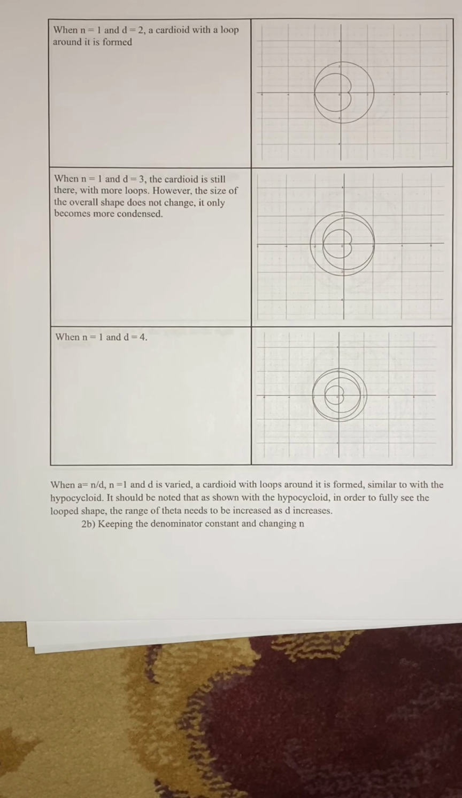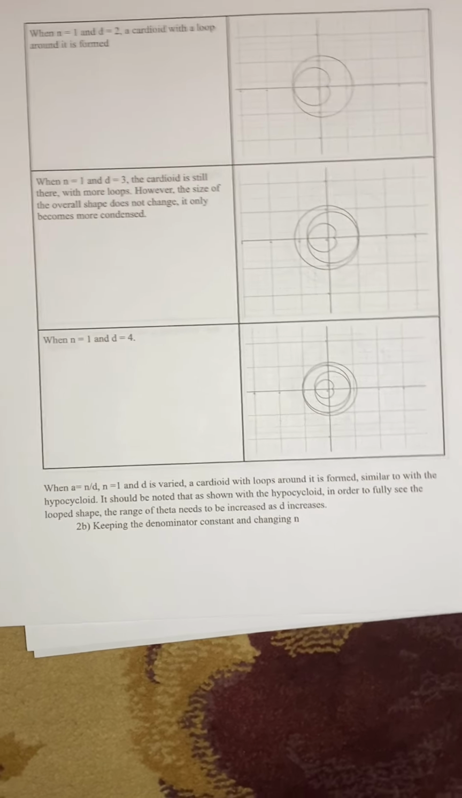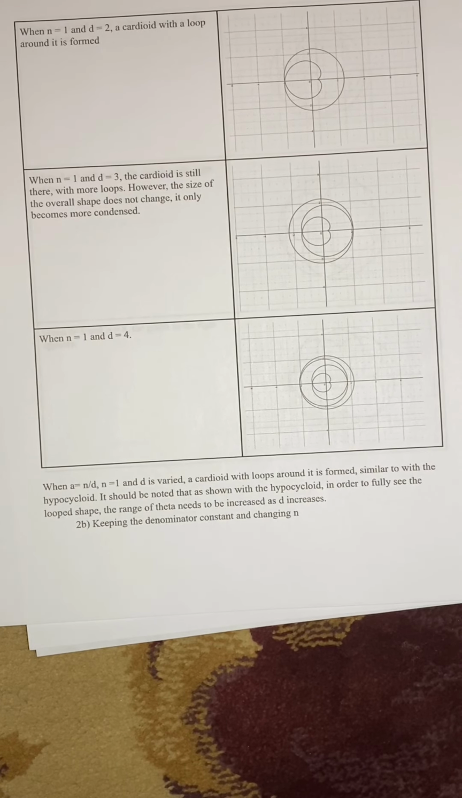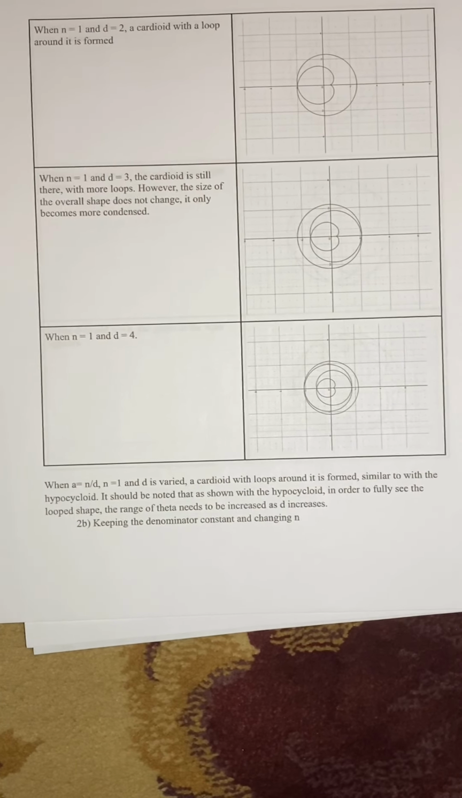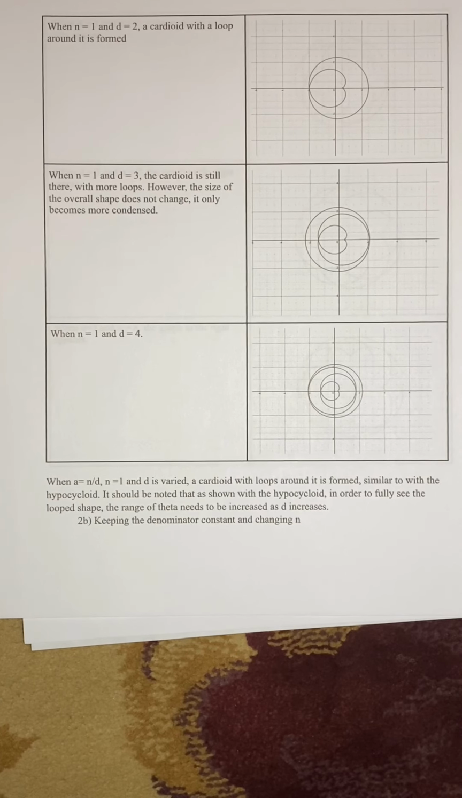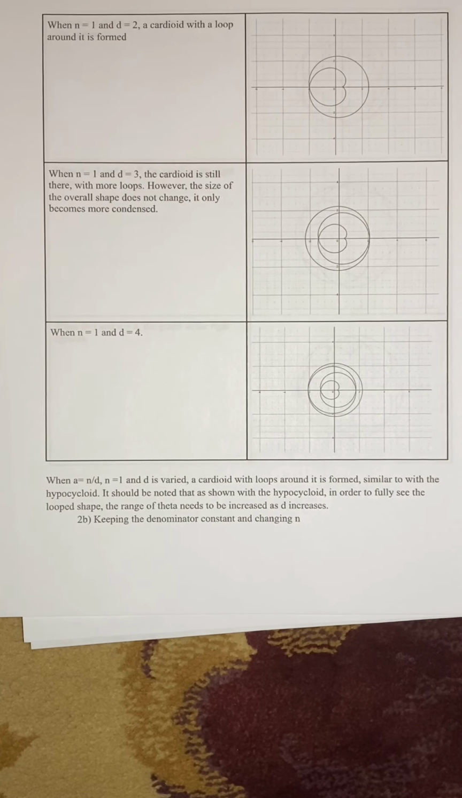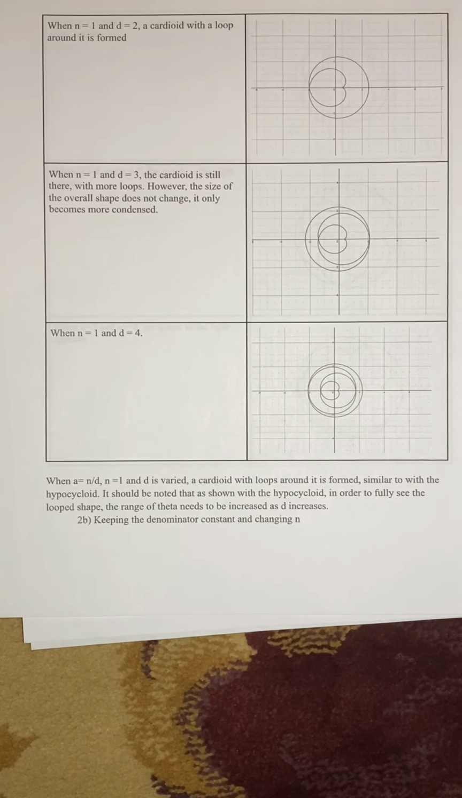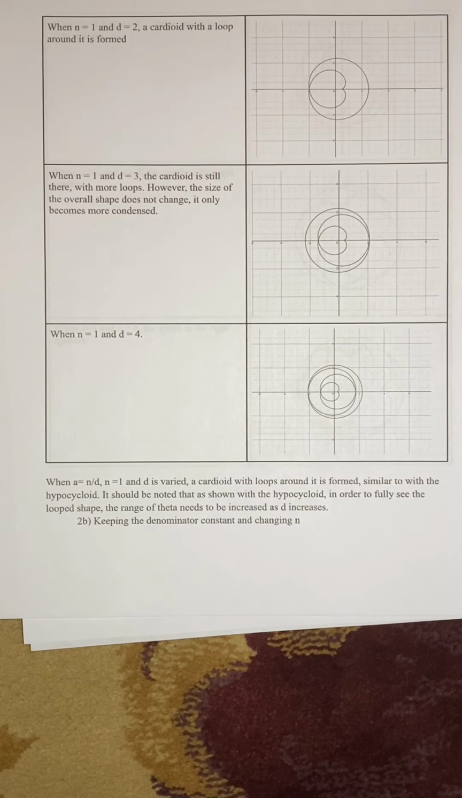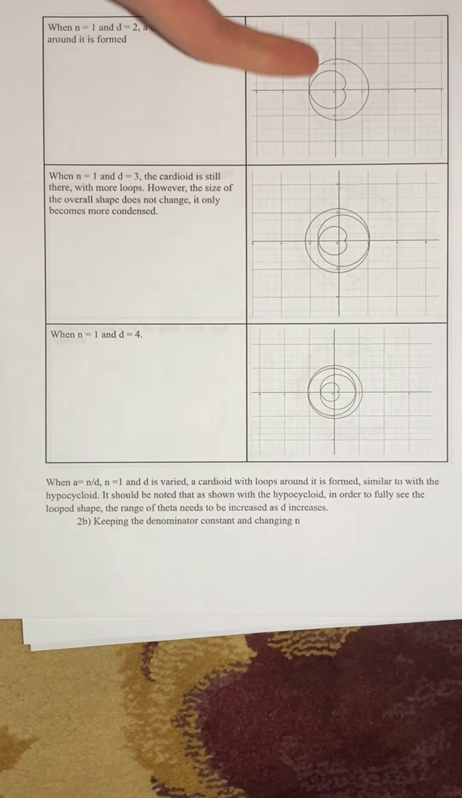Furthermore, you can see that even though the size of the outermost circle is the same, its contents within are condensed as we continue. This pattern can be seen even more on display when n equals 1 and d equals 4, where the cardioid is much smaller than its original, yet the outermost circle is the exact same size.